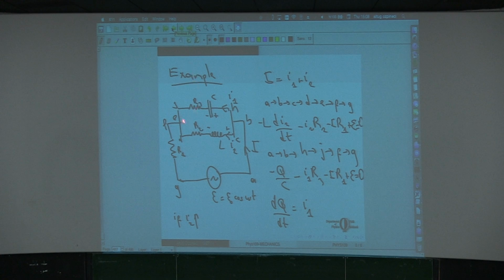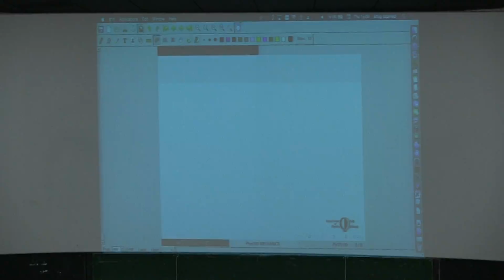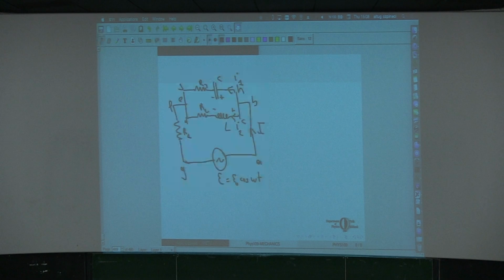Oh, this one. So we just choose this loop. Well, let's write it down. So let's see, from C to H to J to D, and then back to C. Okay, we start from here, we go to H, nothing changes. From H to J, we first pass across the capacitor.